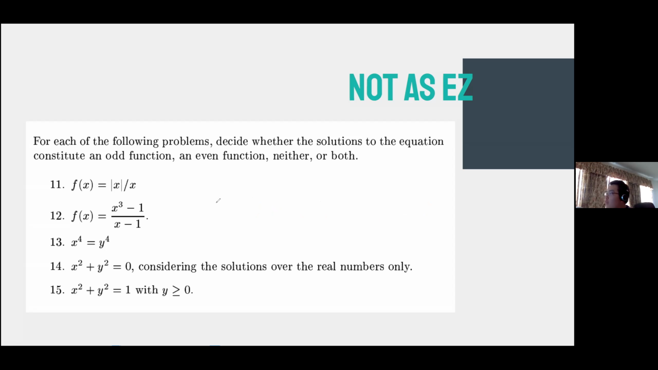All right, if there are no other questions, we'll move on to 13. 13 is kind of tricky, so I want you to think about it for a few seconds.